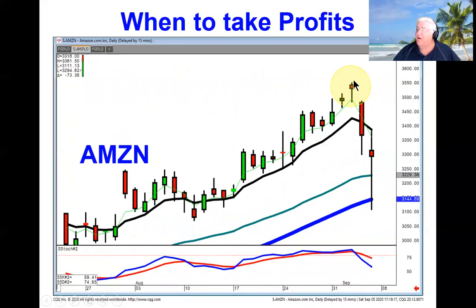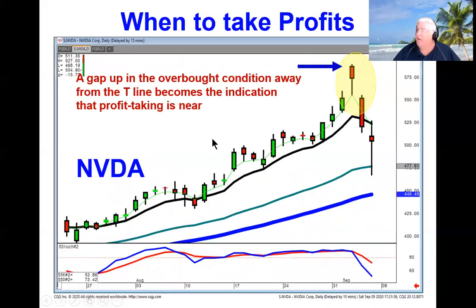Amazon, same scenario. They gapped it up, and then you could see the markets immediately selling off. That was a good time to take off at least half of your position. The next day when it opened lower, you could take off the other half and be at least satisfied that you got approximately this level as your profits. NVIDIA, when they gap up that far away from the T-line and immediately start selling off, start taking some off the table.